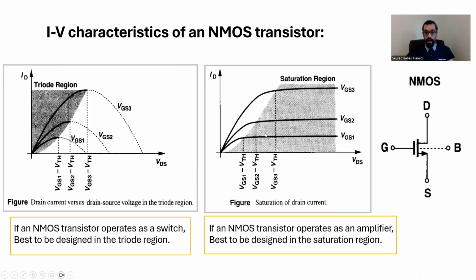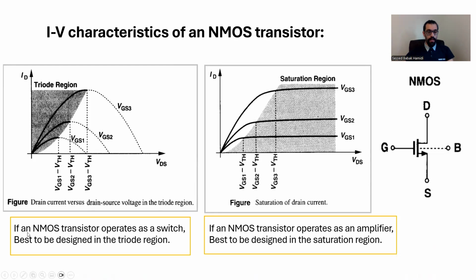And as you see, the ID, the current of the transistor, would be independent of the VDS. Imagine this point and this point: the VDS is increasing, but the current of the transistor is constant, is saturated. So this is called saturation region. Depending on the application that you want to use your NMOS transistor in, as a designer you can use one of these two, triode region or saturation region.